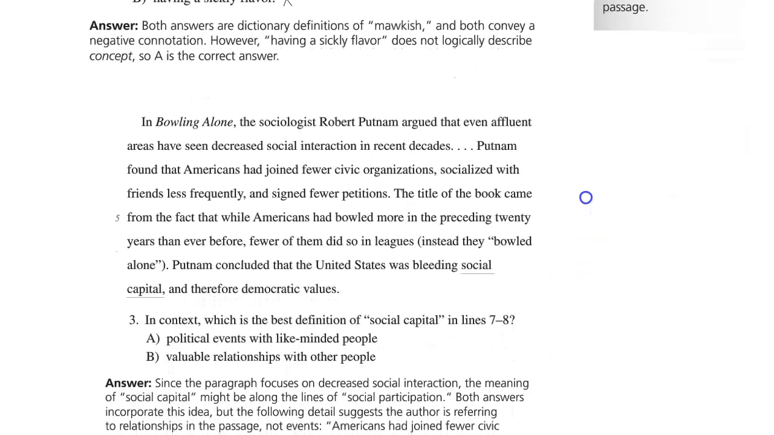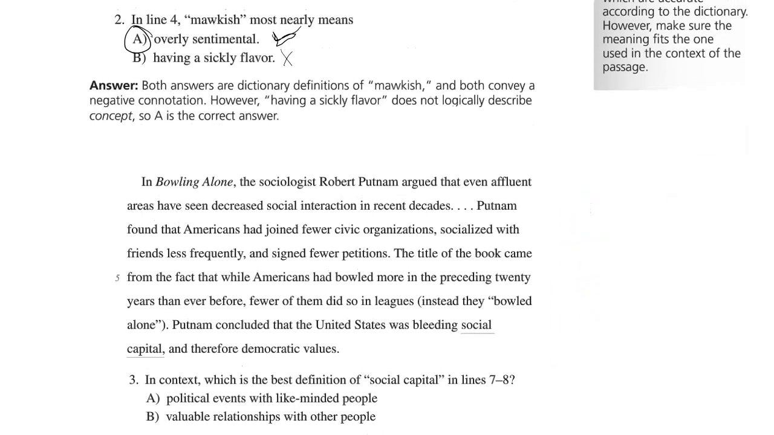Let's take a look at one more. In Bowling Alone, the sociologist Robert Putnam argued that even affluent areas have seen decreased social interactions in recent decades. Putnam found that Americans had joined fewer civic organizations, socialized with friends less frequently, and signed fewer petitions. The title of the book came from the fact that while Americans had bowled more in the preceding 20 years than ever before, fewer of them did so in leagues. Instead, they bowled alone. Putnam concluded that the United States was bleeding social capital and therefore democratic values.